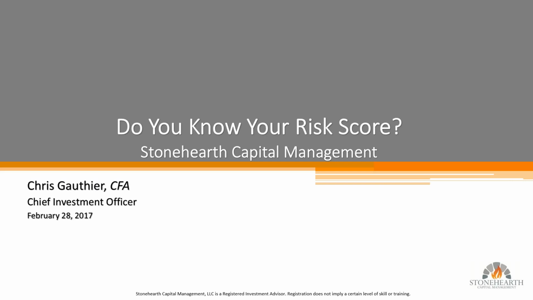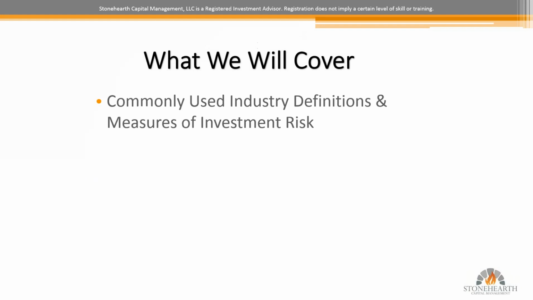Let's go over a little bit what we'll cover today. So the first thing we're going to cover is we're going to go through some commonly used industry definitions of measures of investment risk. These are things you've probably heard about before: standard deviation, relative performance, volatility, things like that. And once we go through, define what this risk is, how to measure it, we're going to go through how we don't think they're really complete definitions of risk and that they're really missing a lot.